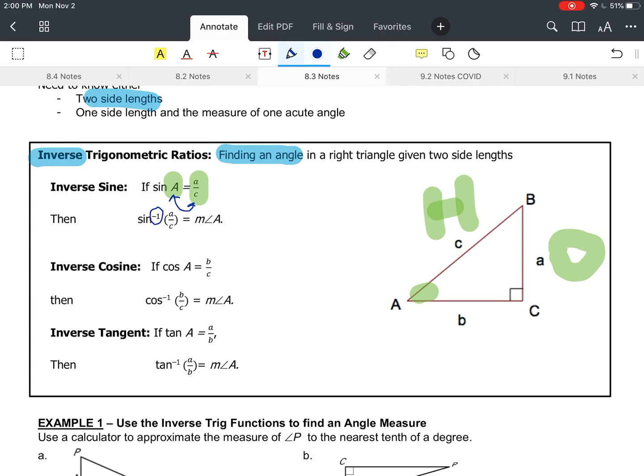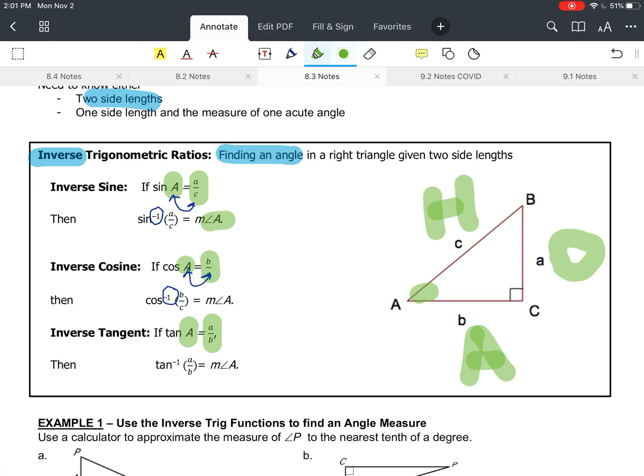Well, now if I want to find the angle, you are going to switch the angle with the side ratio, and you're going to write it as the inverse sine. So the inverse sine of the side ratio is going to give you your angle A. So the cosine of A, which is B over C, adjacent over hypotenuse, again, you switch them. Then B over C now goes in there with the inverse cosine, and you get A.